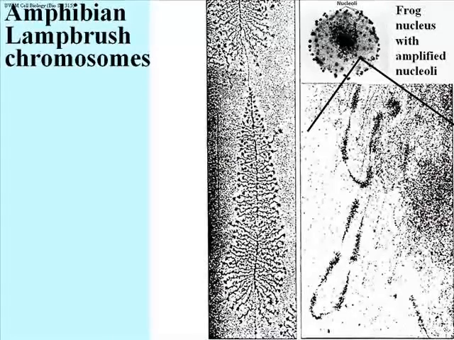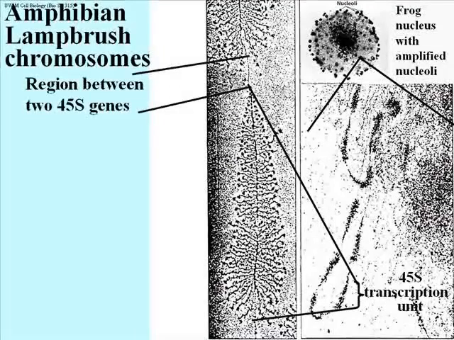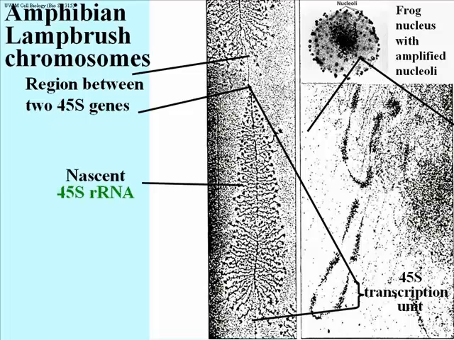Each of the fuzzy regions is the length expected for a 45S double helical DNA molecule. At high magnification, each fuzzy 45S region looks like an old-fashioned lamp brush. This is a brush you might have used to clean the soot out of a kerosene lamp chimney, hence the name lamp brush chromosomes. At this magnification, one can identify likely structures. So if the region between two lamp brushes is the region between two 45S genes, then the bristles on the 45S long lamp brush must be ribosomal RNA in the process of transcription. That is, nascent 45S ribosomal RNAs.